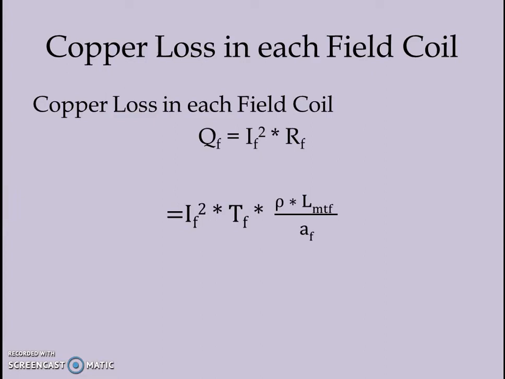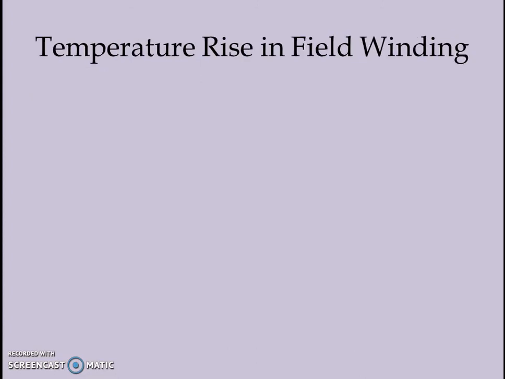RF we have already calculated, else we can put the equation for RF also, and that is IF square multiplied by TF multiplied by rho multiplied by LMTF, divided by the area of cross section. So if we have not calculated RF, then as per this equation again we can calculate the total copper loss in each field coil. At last we have to check for temperature rise. If the temperature rise is within a permissible limit, then our design is perfect. Else we have to change some of the parameters.